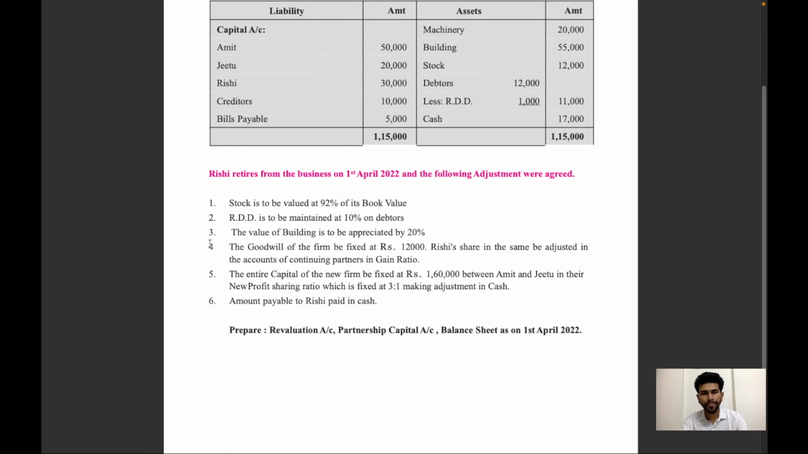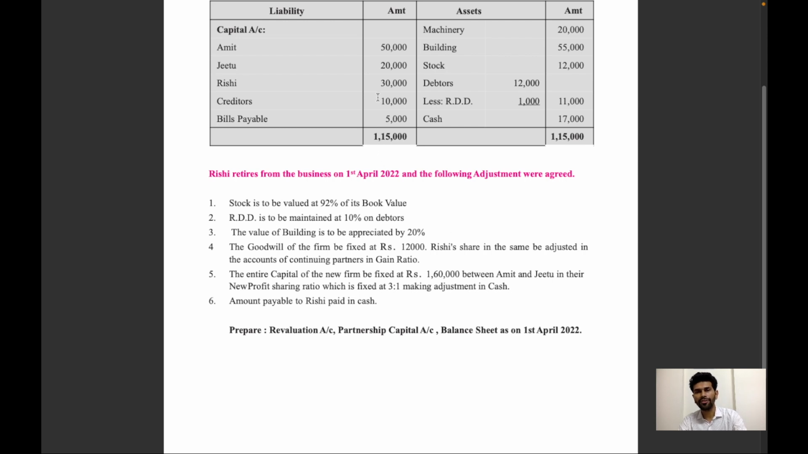Fourth entry: goodwill of the firm be fixed at 12,000 rupees and Rishi's share in the same be adjusted in the account of continuing partners in gain ratio. So first we will calculate Rishi's share in goodwill. 12,000 rupees is the goodwill of the firm, so we have to calculate Rishi's share in 12,000 rupees.